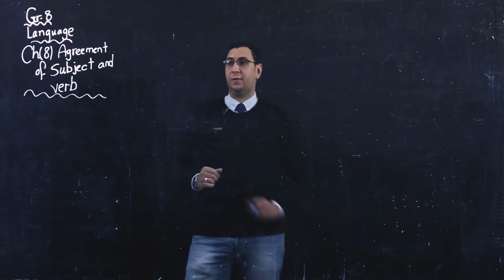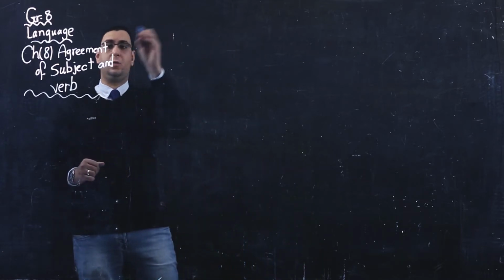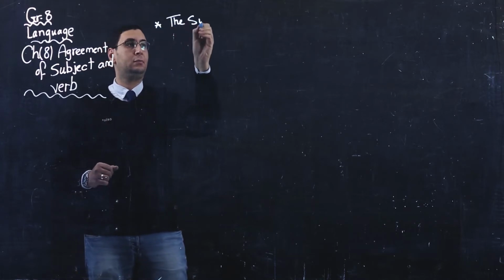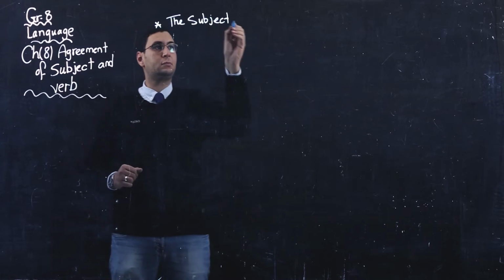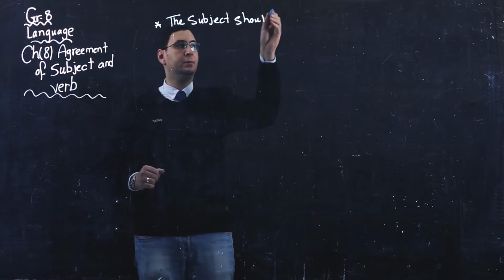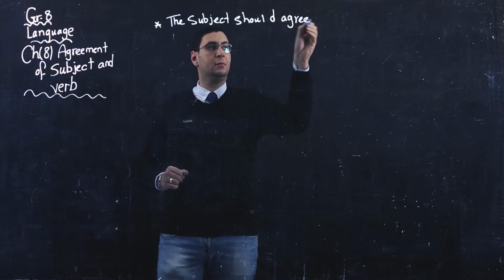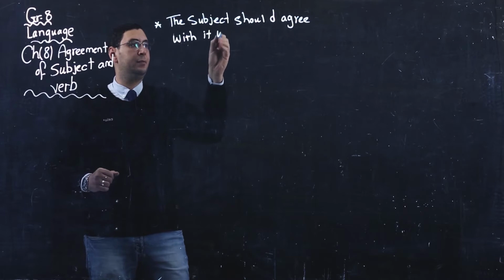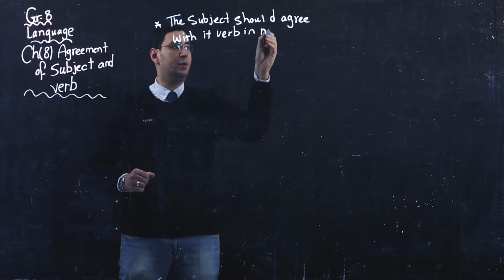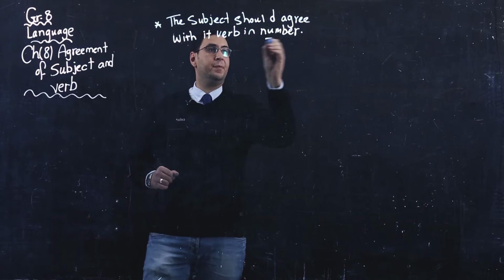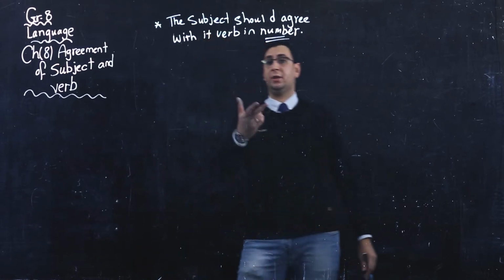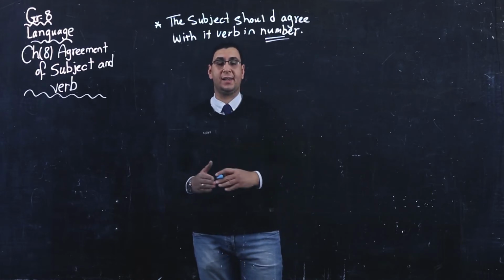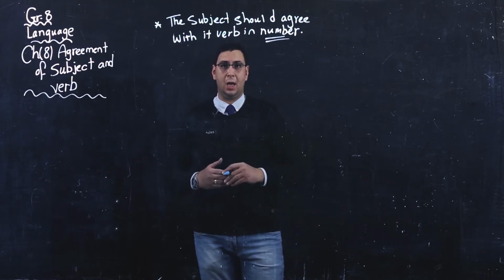And the main point for this lesson, or the first part of this chapter, is that the subject should agree with verb, or with its verb, in number. Take care with this term, which is the word number. Number here in this chapter indicates whether the subject is singular or plural, even the verb.